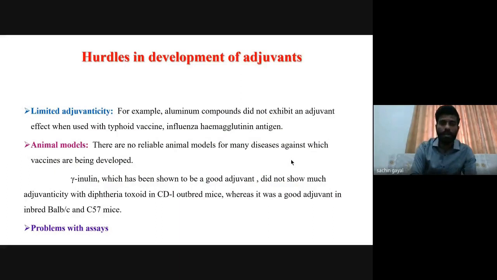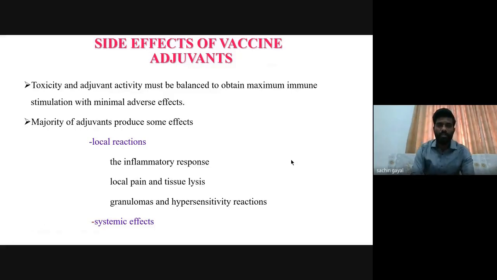Now we see the hurdles, which are the common problems in the development of adjuvants, that is limited adjuvancy. For example, some adjuvants work in some diseases and not in others. Then there are animal models and problems with assays. There are some side effects of adjuvants: toxicity and adjuvant activity must be balanced to obtain maximum immunostimulation with minimal adverse effects. This is the main aim during formation of adjuvanted vaccines. Then some local reactions may be produced, that is inflammatory response, local pain and tissue lysis, and granulomas and hypersensitivity reactions.